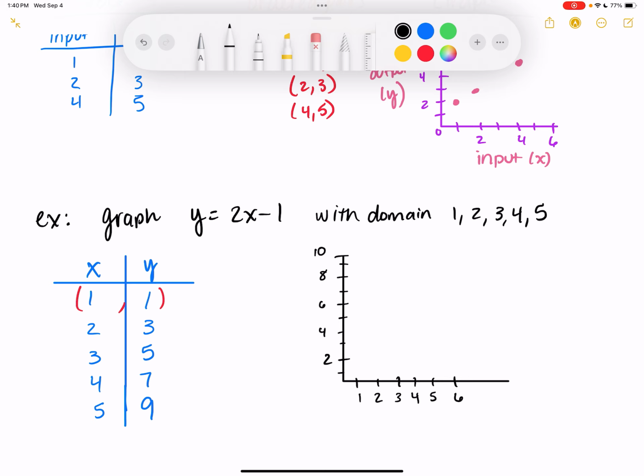So the first point is at 1, 1. So 1, 1 is there. The next point is at 2, 3. So 2 on the x, 3 on the y. The next point is 3, 5. So 3 on the x, 5 on the y. 4, 7. I'm at 4 on the x, 7 on the y. And then lastly, 5, 9. So 5 on the x, 9 on the y is up here. And you're just plotting the points. Don't connect the dots.